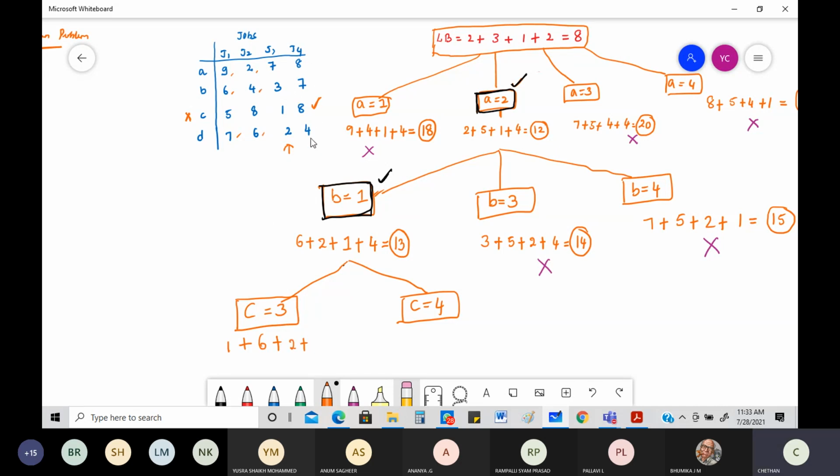Plus, among this one I need to consider, right? So what I'm going to do? The minimum among 8, 7, 4, which is nothing but 4. If I do that, what is the value I get? See, 1 plus 6, 7, 9, 13. Correct? It's very much equal to 13.